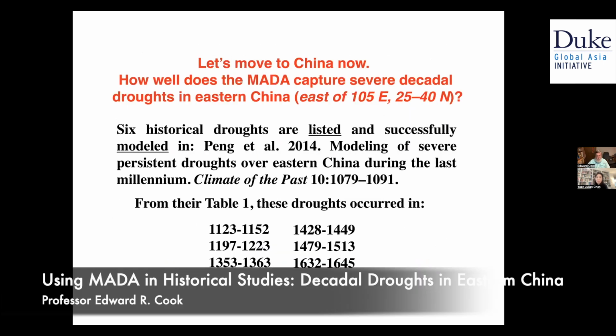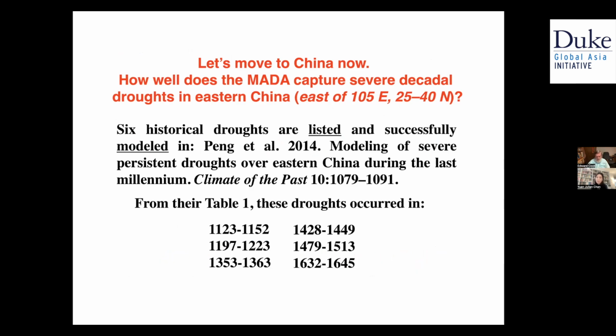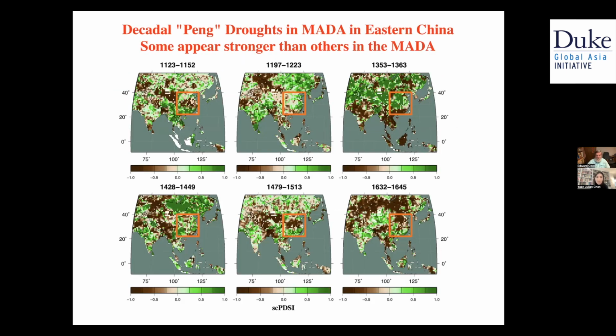How well does the Monsoon Asia Drought Atlas capture severe decadal droughts in eastern China? Here's some work that I came across by Peng et al. in 2014, modeling of severe and persistent droughts over eastern China during the last millennium. And they list in their Table 1 six particularly notable drought periods. So I went to the Monsoon Asia Drought Atlas and extracted drought patterns for those intervals. This is what comes out from the Monsoon Asia Drought Atlas.